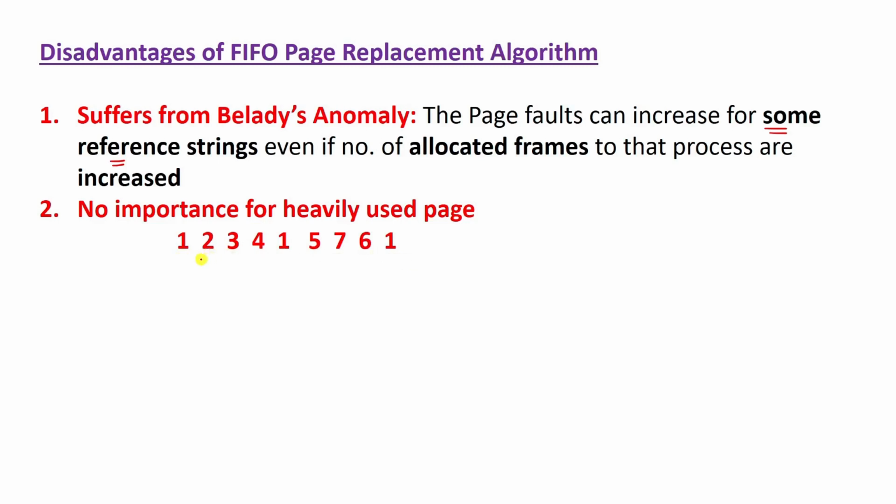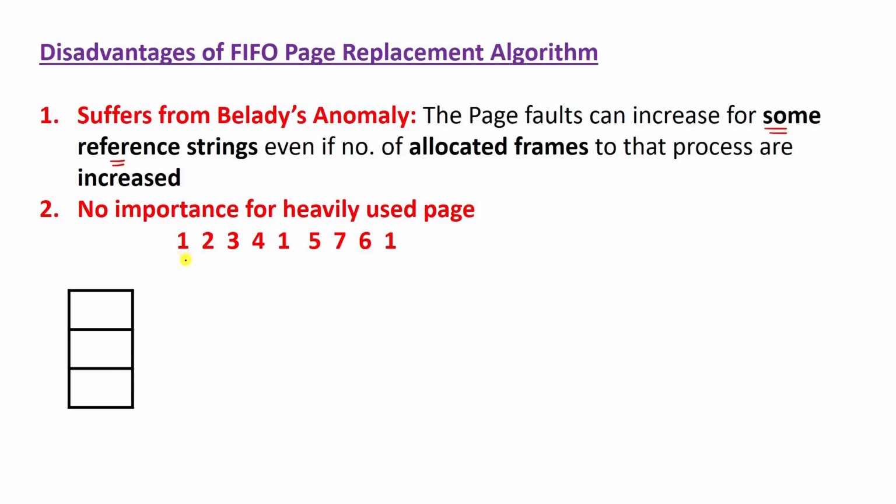Here page 1 is used many times, three times the process demands it, but we will see that every time it is asked, we get a page fault. Let's see how. Suppose we are allocated only 3 frames for this reference string, or for this particular process.